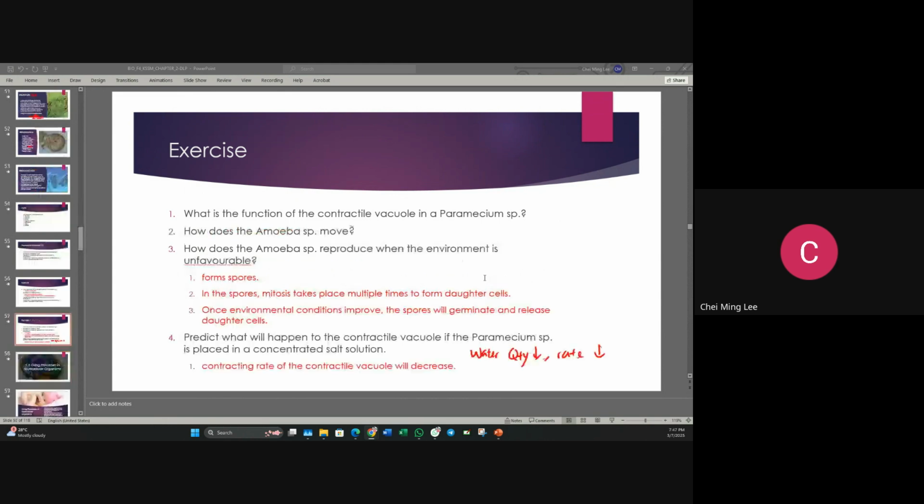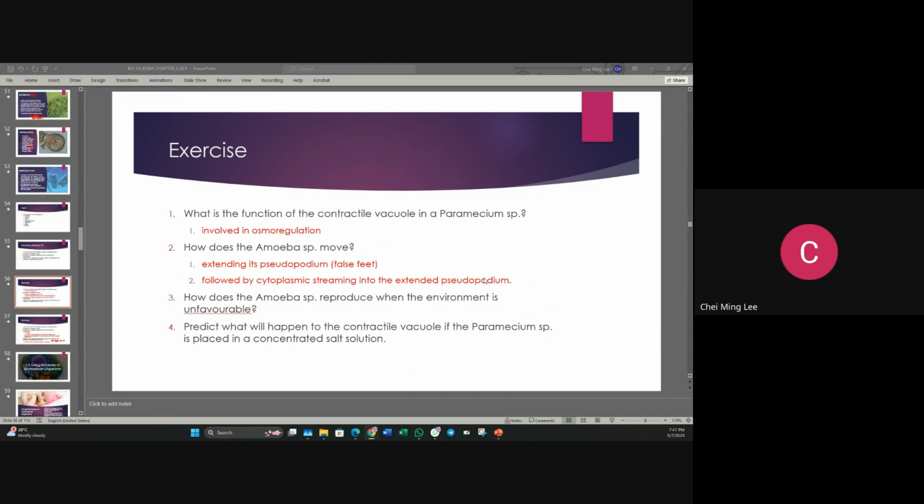But I like the extending, then extending after that. You just mentioned the extending pseudopodium. There are two lines, so maybe you get only half the marks. Okay, I'll jot this out first.